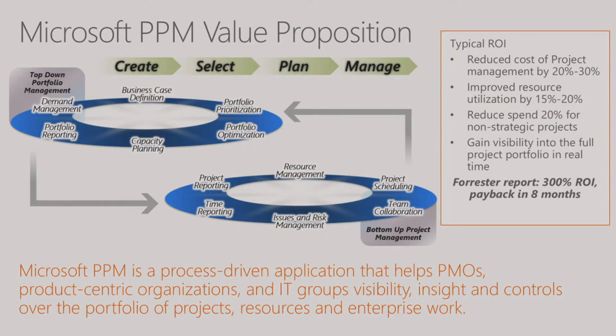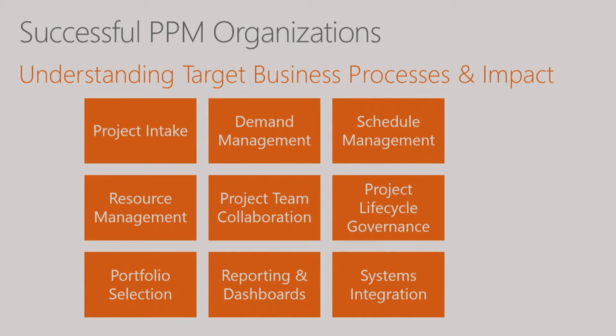And you can see it's really a process-driven application. So when we start working with clients, the first thing you want to do before you look at the technology is start to evaluate what your business needs are. And we break these up into what we call application business capabilities, or ABCs. There's really 9 core areas that PPM can provide value into.